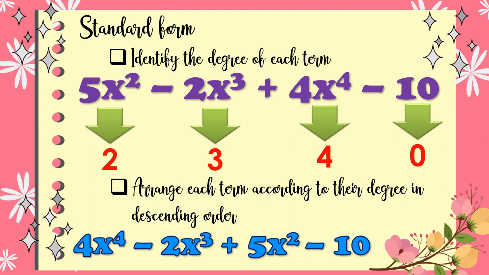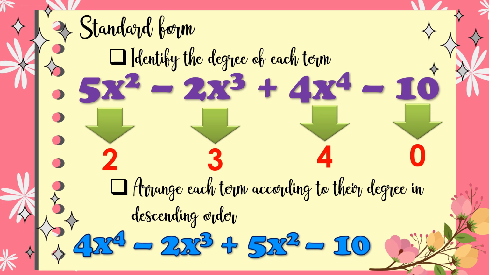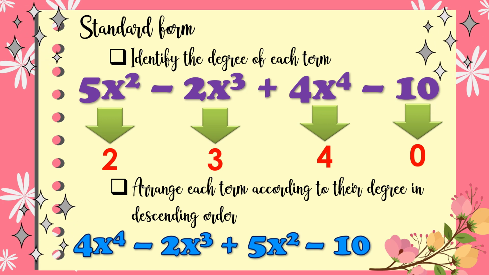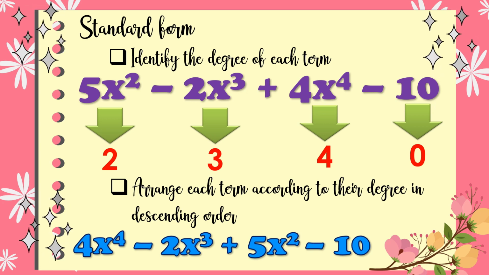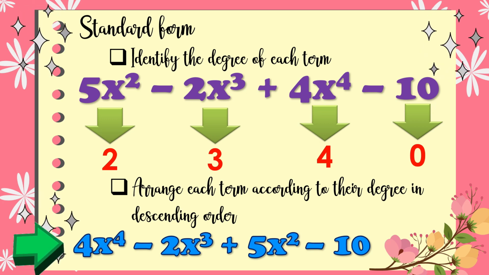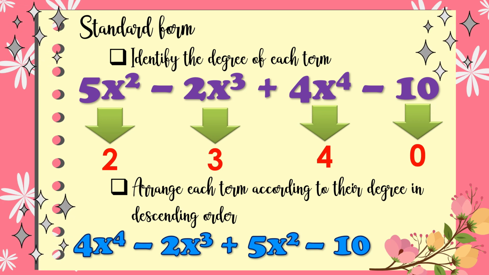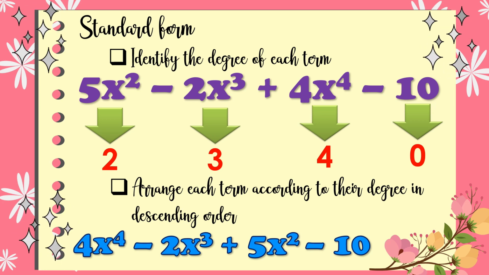So, when you rewrite 5x squared minus 2x cubed plus 4x to the 4th power minus 10 into standard form, the answer is 4x raised to 4 minus 2x cubed plus 5x squared minus 10.